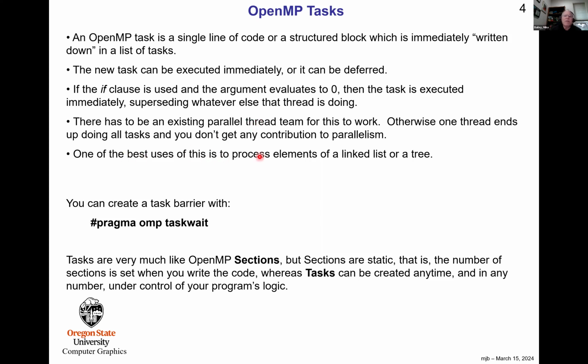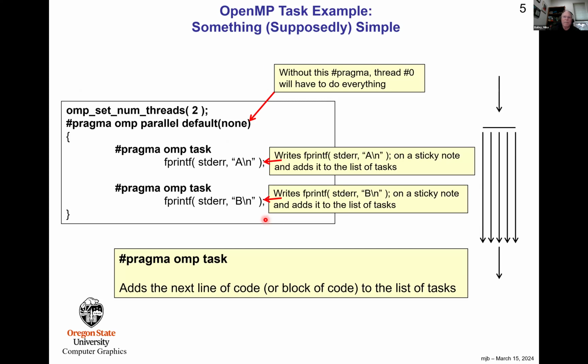And again, the best uses I've found for this are things like processing all the elements in a linked list or a tree, something like that. Some sort of data structure where you don't know ahead of time how big it's going to be. And if you need to, you can create a barrier yourself, the omp taskwait. Okay, sections are static. It's whatever you typed in. Tasks are dynamic. You can create those Post-it notes on the fly.